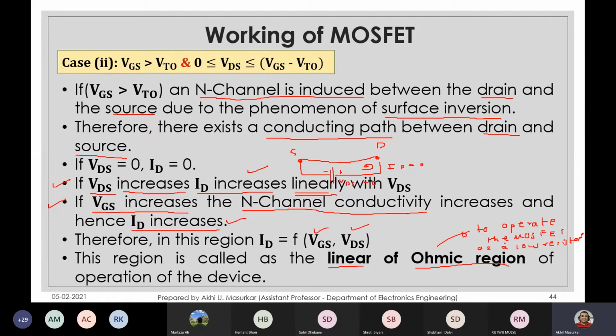We use it for this purpose. So this is the reason why we call case 2 as the linear region of operation.